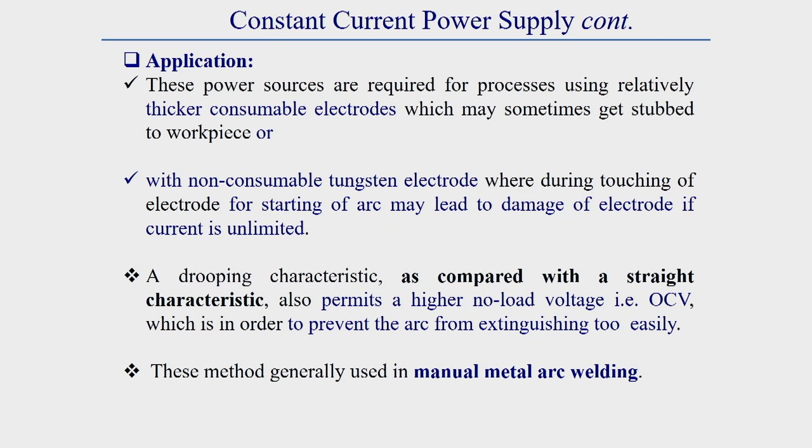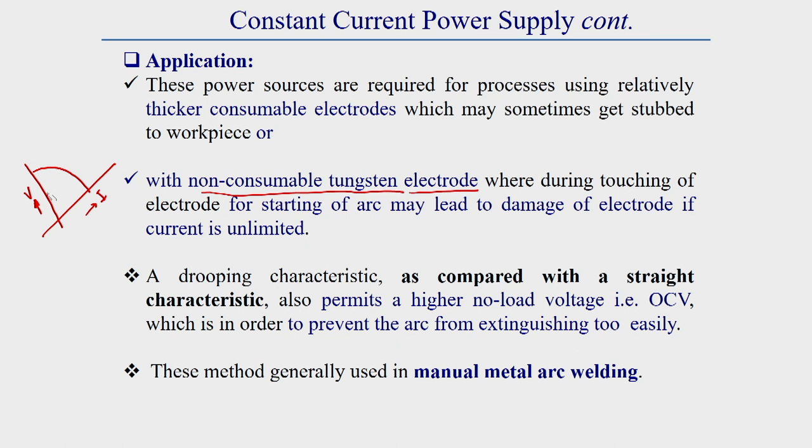So what happens during touching of the electrode, especially for non-consumable tungsten electrode in TIG welding, during starting of the arc? I am just showing a little bit, then it will be very clear to you. Generally, this is V, voltage, and this is I.